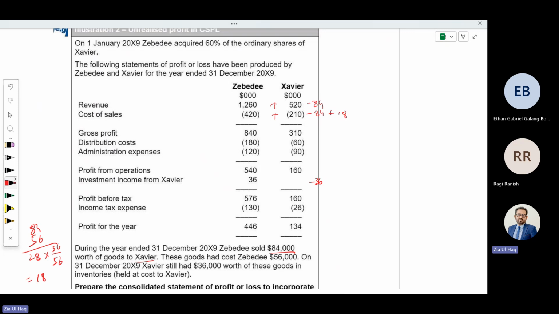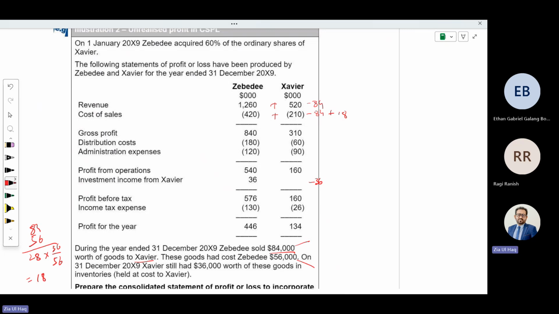In total, the profit on the sale was 28. But we need to see how much inventory is left at the year end. From that profit, we need to eliminate the unrealized part. Whatever is sold outside the group, that profit has been realized. And this 36 is not from this 84. This 36 is from 56. I mean, this profit 28 is of 56. What is the profit on 36? We can calculate.